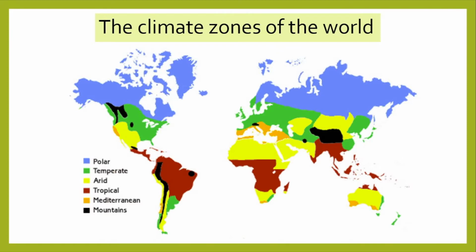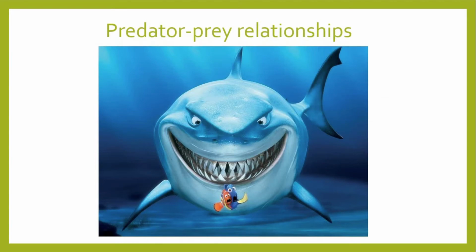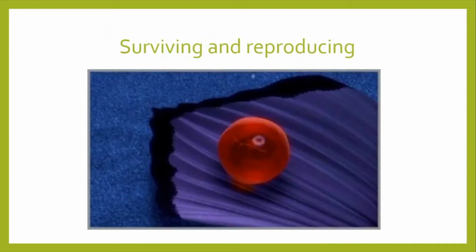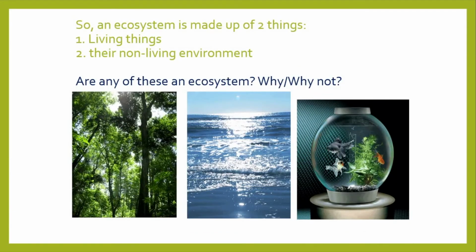Okay, so we're going to venture into the ecosystem side of things now. An ecosystem, very simply, is anywhere where you have living and non-living things interacting and affecting each other. That can include predator-prey relationships, who eats who. That can include surviving and reproducing. And ecosystems can be any size as long as you have living things and non-living things interacting with each other.